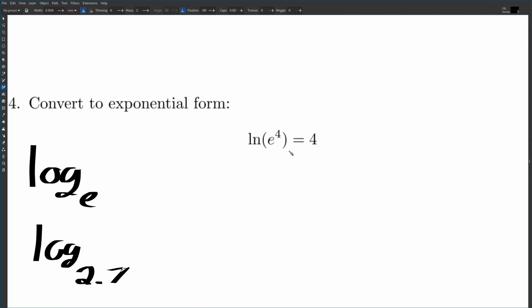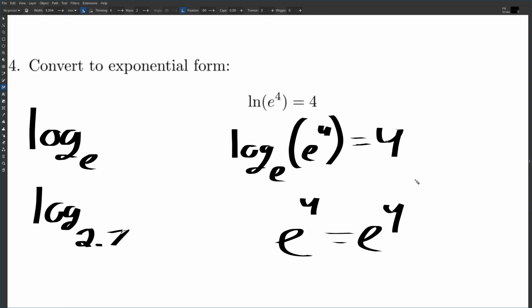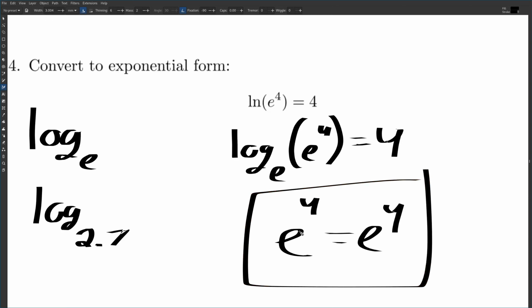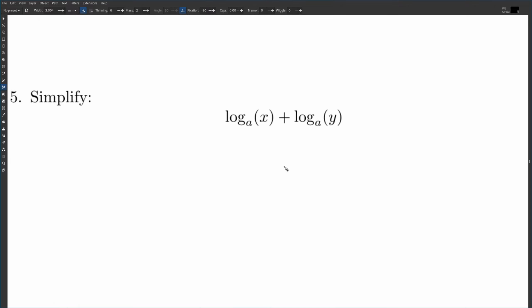Okay, so with that out of the way, this is log base e of this weird number, e to the 4, which is equal to 4. It's telling us how long does it take for e to get to e to the 4? Well, that's just 4 steps. So e to the 4 is equal to e to the 4. Well, that's pretty obvious. And we circle that. That one's done.